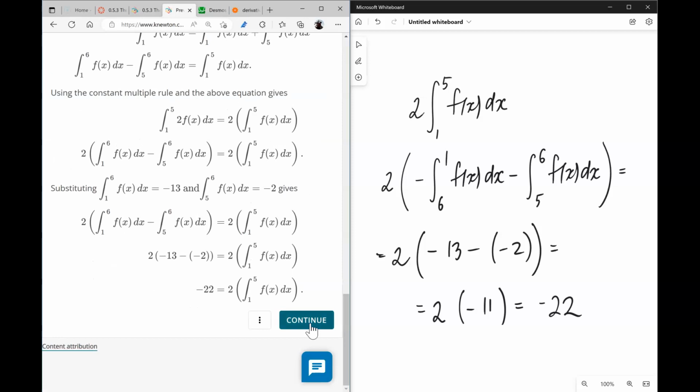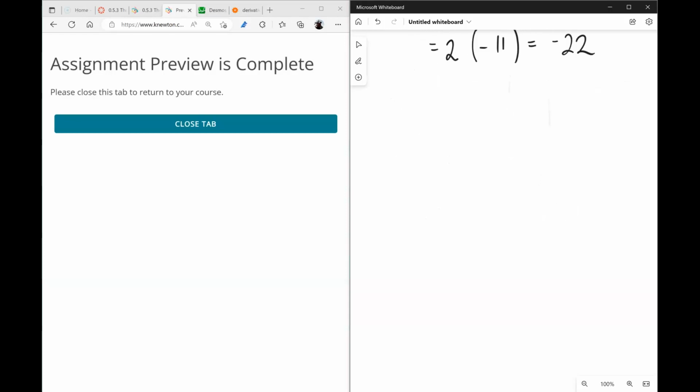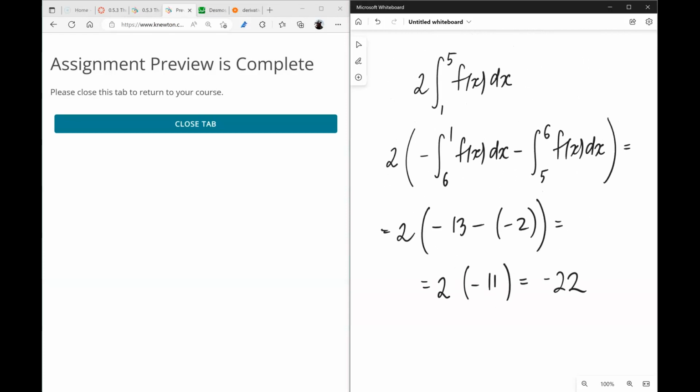And probably the last problem for this part. Oh, that was the last problem. If you have any questions about how to use properties of the definite and indefinite integrals, please feel free to reach out.